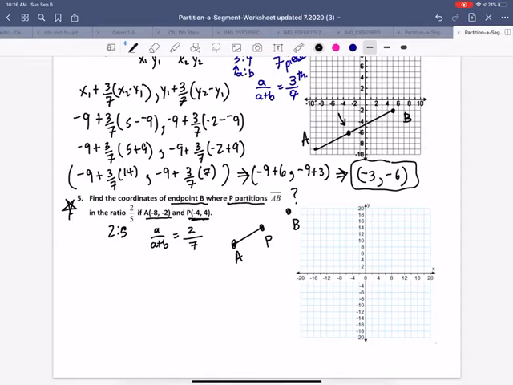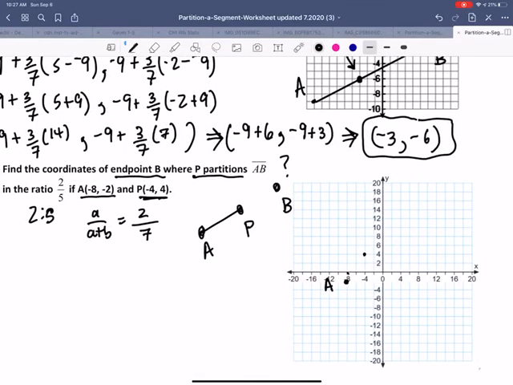We're going to graph -8, -2, so that would be right here. And then -4, +4. Okay. So -8, -2, and -4, +4. And that one was point P, not B. So I'm actually going to go on a journey.